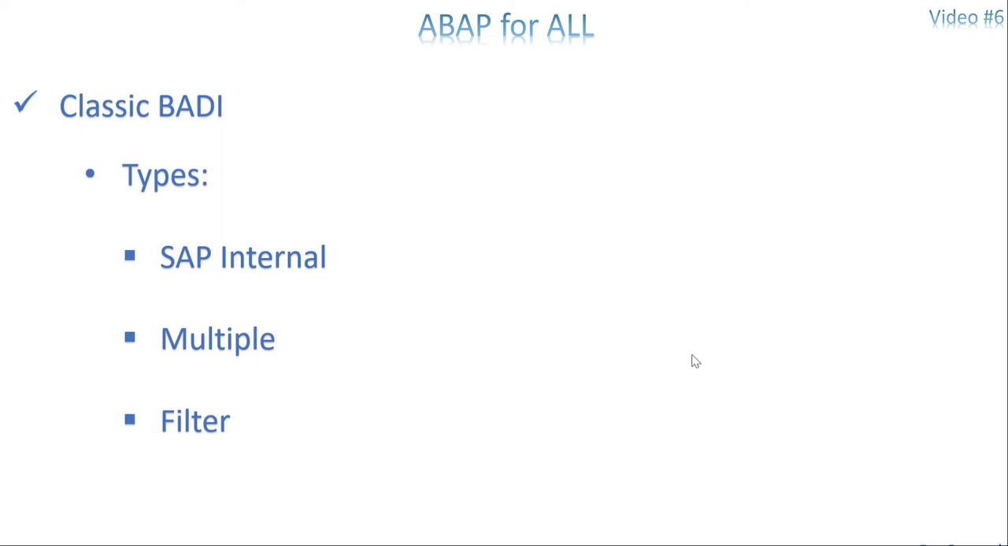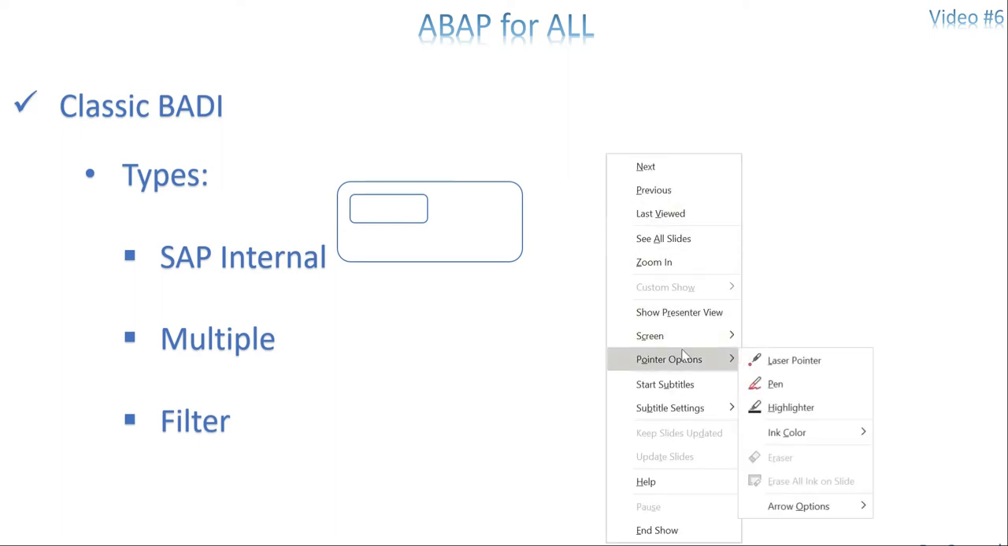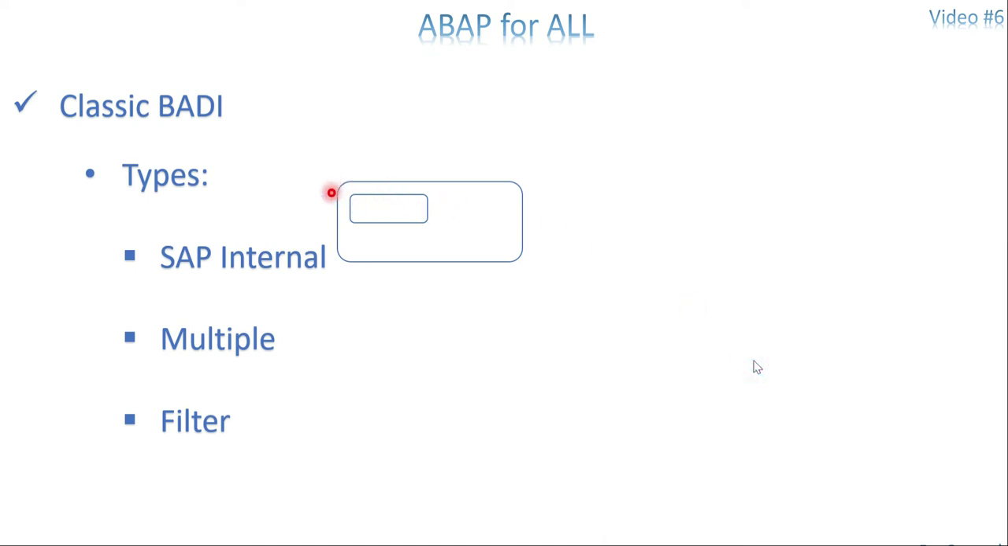SAP internal is nothing but they designed the enhancement place only for SAP. Only the product company can use this particular implementation; it is not open for customers. That is the reason I keep the same color for my enhancements also. This is a SAP product and they provide a place like classic BADI, but they decided this is going to be used only by SAP in future, so we are not able to use that one. That is SAP internal, so forget about it. It's not going to be used for any of your business scenarios.